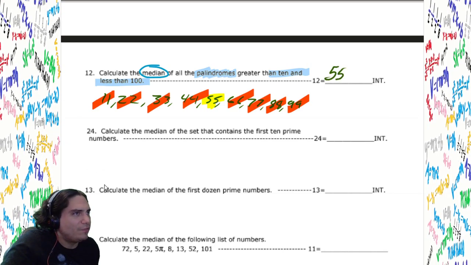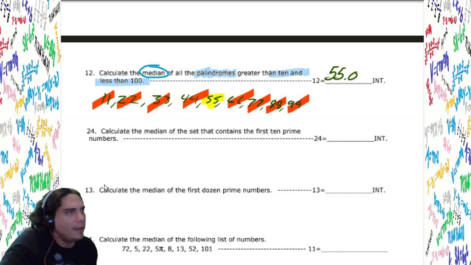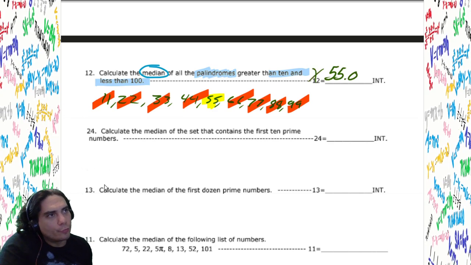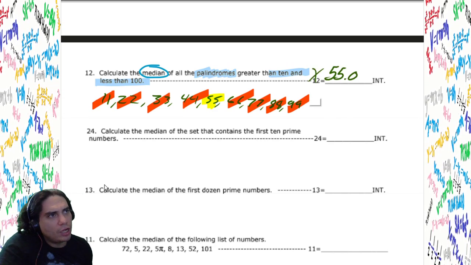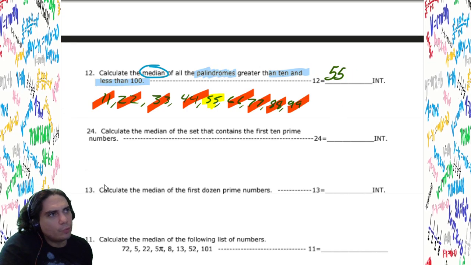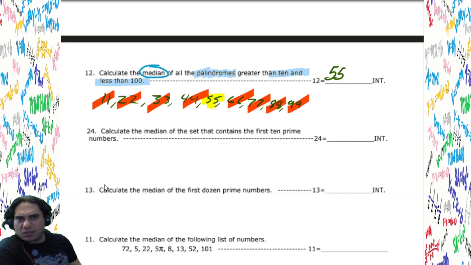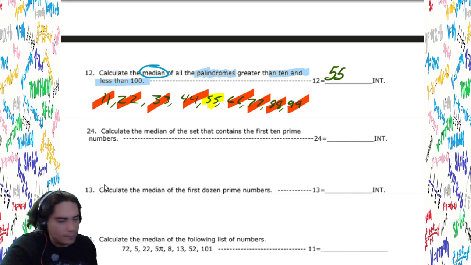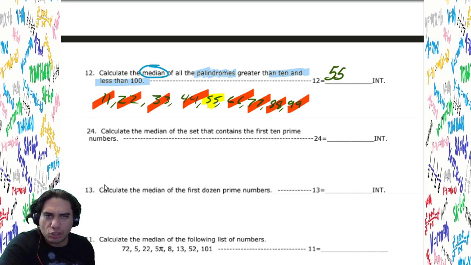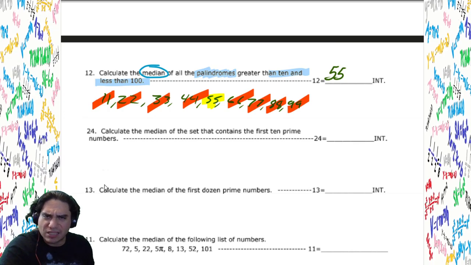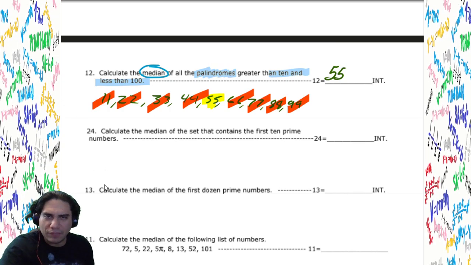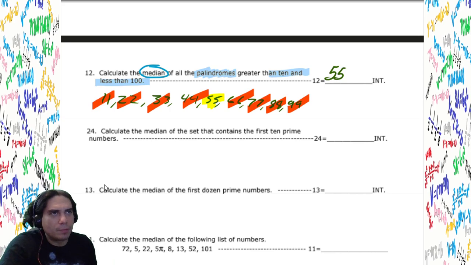You better not put 55.0. You do that, game over. Wrong. And we're not here to do wrong stuff. What we're here to do is get right stuff. You better leave it as 55, no decimal, okay? That'd be incorrect format. Don't write that in scientific notation. Don't write 5.50 times 10 to the first. You better put 55, okay? All right, next problem. Let's take a look.